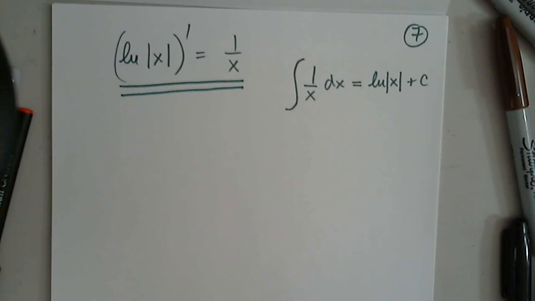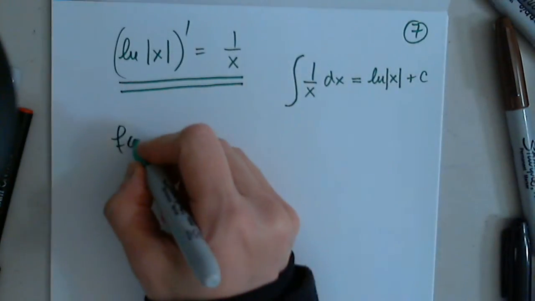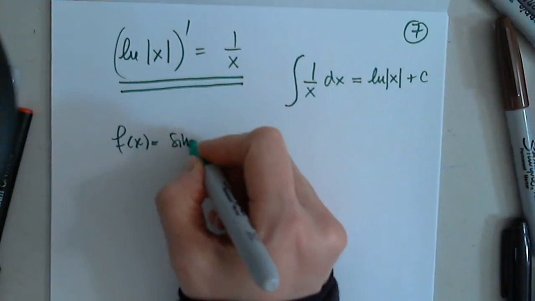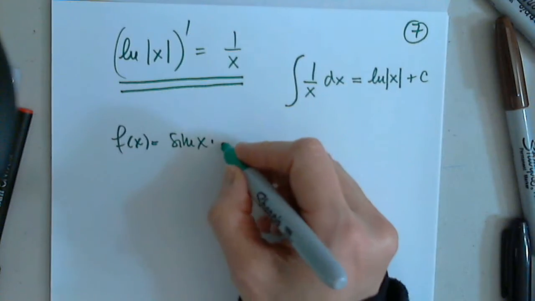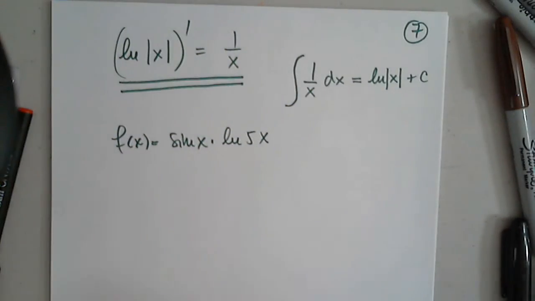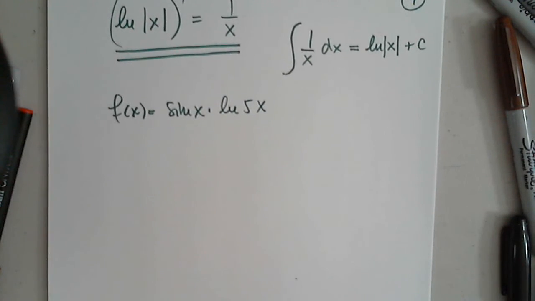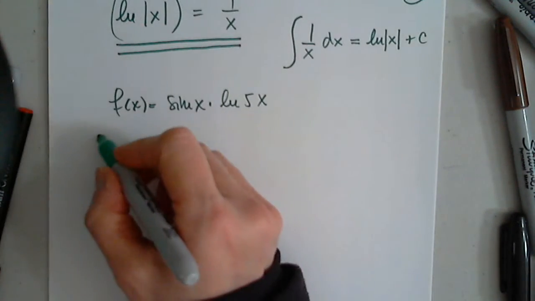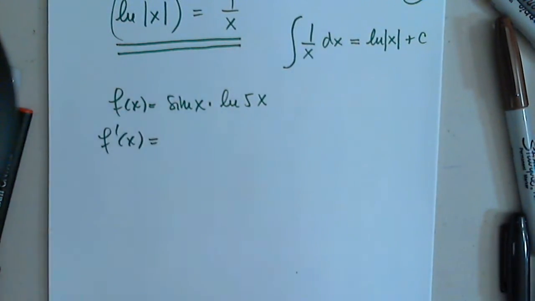Okay, so I'd like to practice a few. Let's say f of x equals sine x times natural log 5x. Can anyone get us started with this? We want to find f prime, of course. We are just practicing what we just learned.